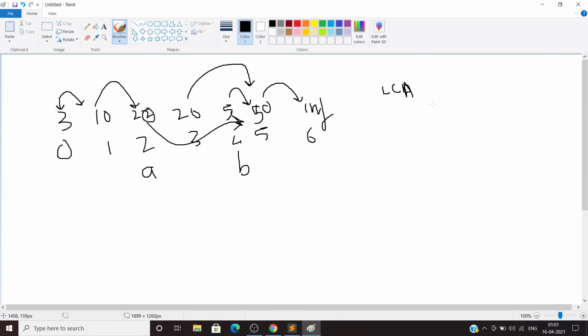So here I am doing the tree. Here it is 6, it is the infinity. 6 is connected to 5. 5 is connected to 4. And what next? 5 is also connected to 2. What is this? 3. 3 is connected to 5.